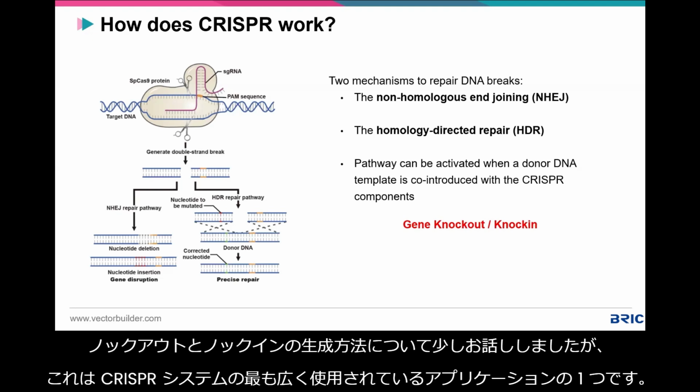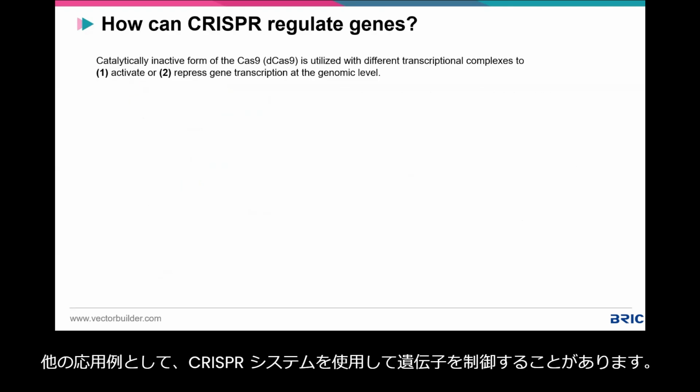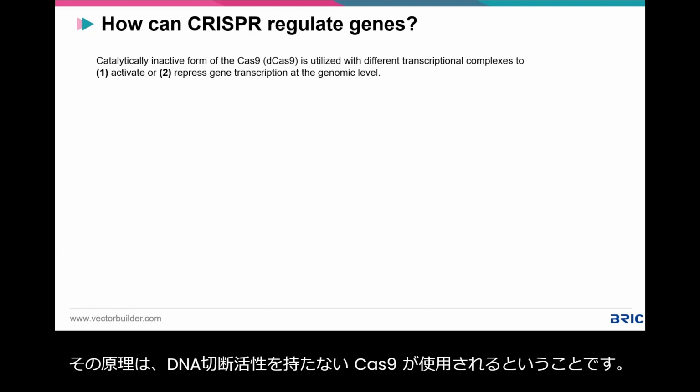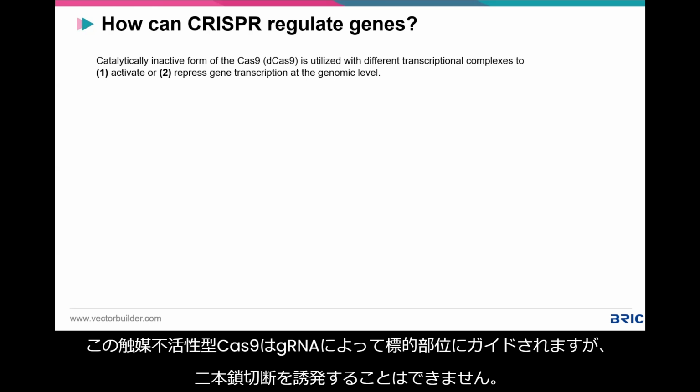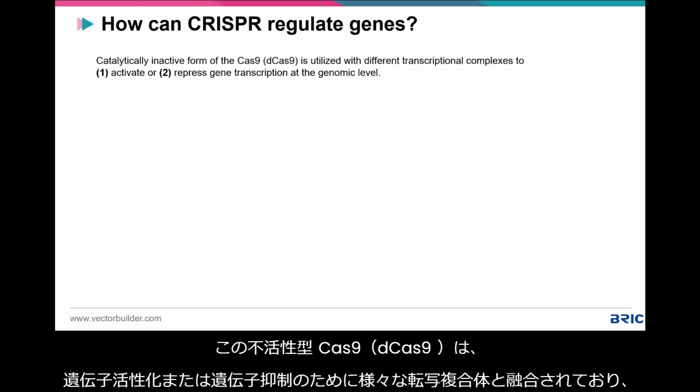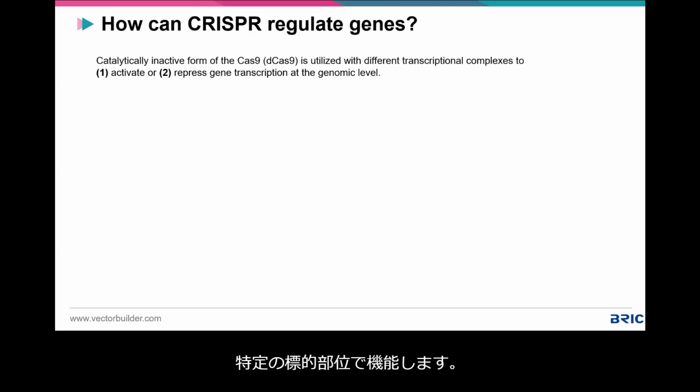We talked a little bit about how to generate knockouts and knock-ins, and this is one of the most widely used applications of the CRISPR system. One of the other applications is using the CRISPR system to regulate genes. So the principle here is that a catalytically inactive form of Cas9 is used. So it can be directed by the guide RNA into a target site, but it cannot induce a double-stranded break. And then this dead Cas9, dCas9, is fused with different transcriptional complexes, whether for activation or repression, so that those processes can happen at that specific target site.